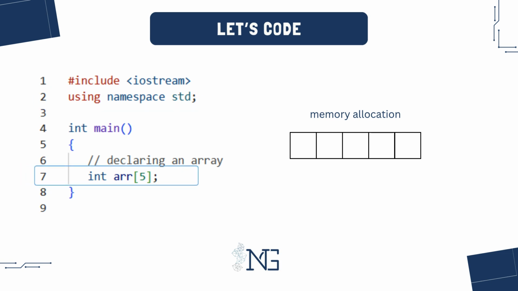Inside the main function, which is where our program starts, we create an array of integers called arr. You can actually give it any name you like. arr is just a common short name for array. The 5 means this array can store 5 integer values. For now, we've just declared it. In the next steps, we'll see how to add values and use array indexes to work with the data.